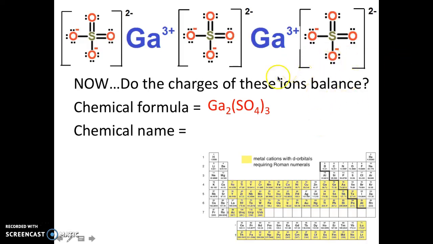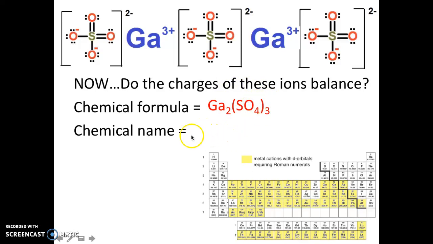Now notice that I put parentheses around the sulfate ion. Without them, you end up looking like you have 43 oxygen atoms, and that is not truly the case. There is not an existing atom that would look like that between gallium and sulfate. So that's why you need parentheses around this whole group of atoms, this polyatomic ion.